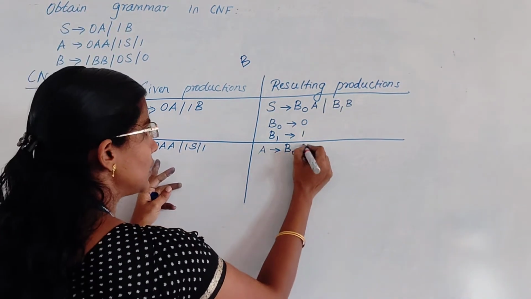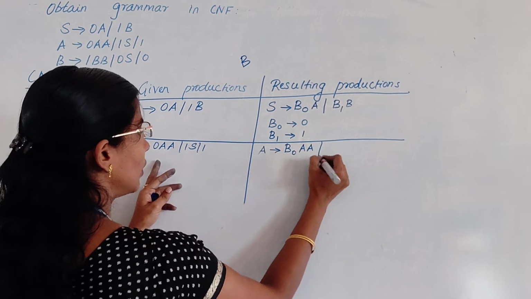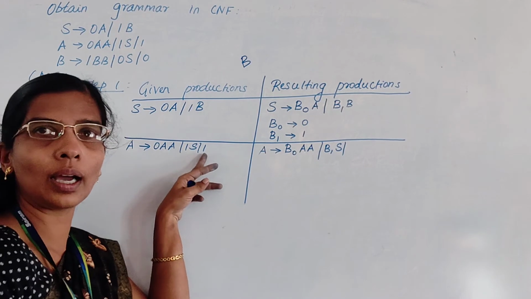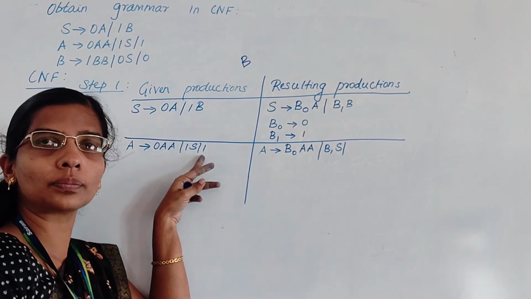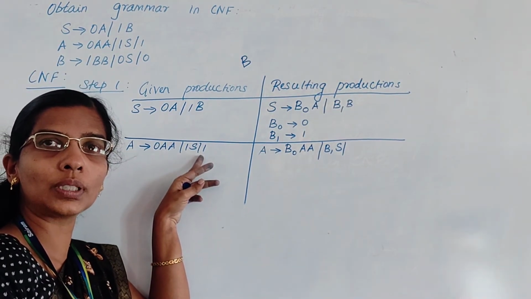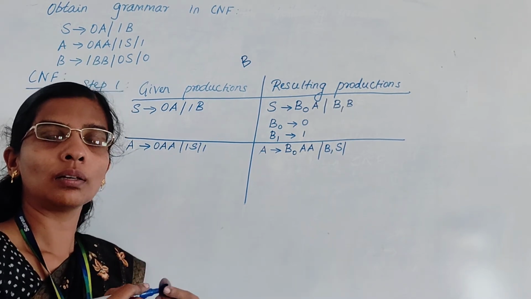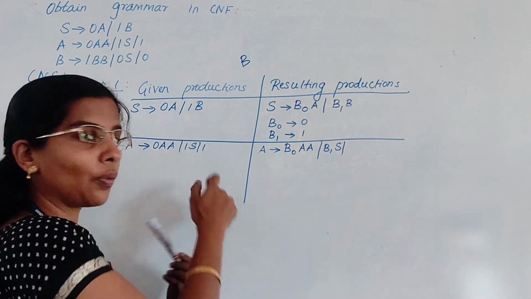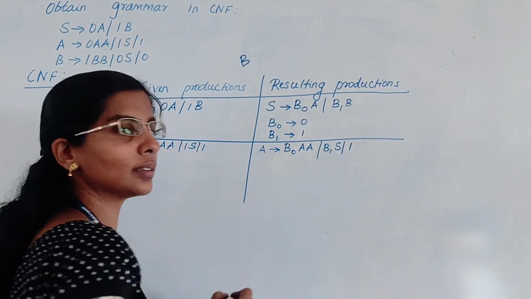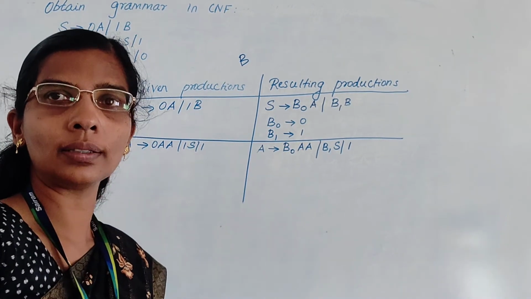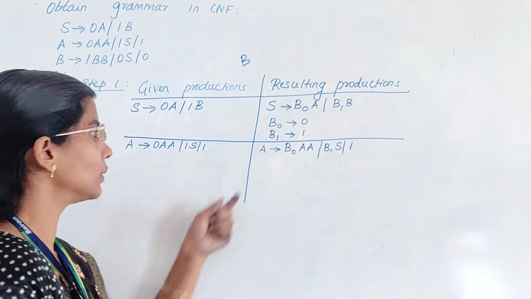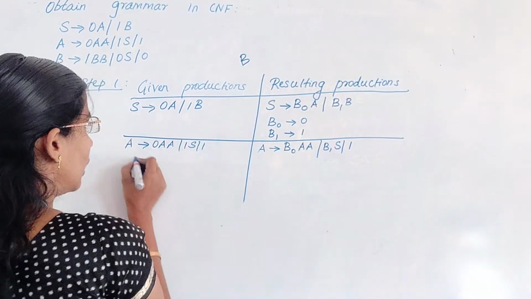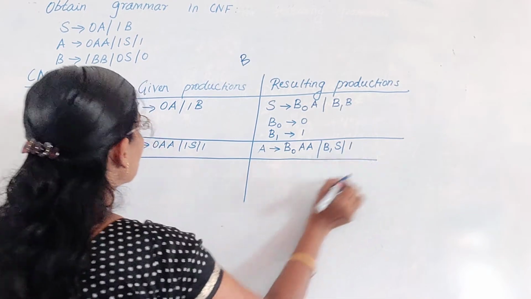Right, so it is A here, next B1, yes, and here you check I have a single terminal. So according to CNF, I can have a single terminal or 2 non-terminals. So this is already in CNF form. Don't disturb it, as it is. This B0 and B1 is there already in the previous row, so I am not going to write again.